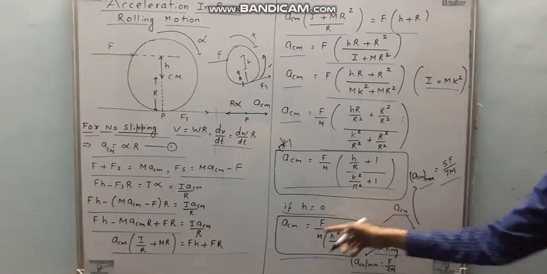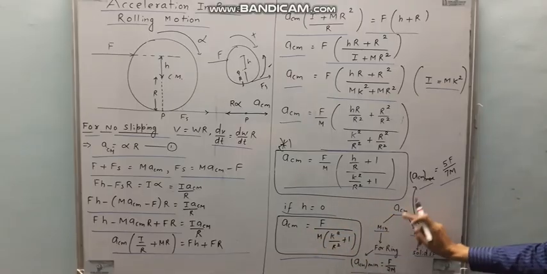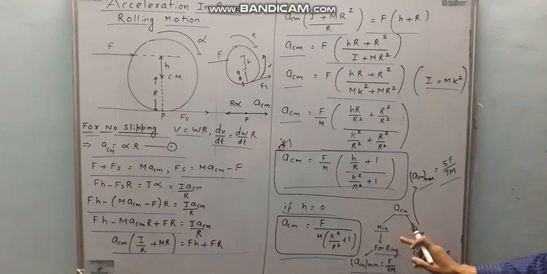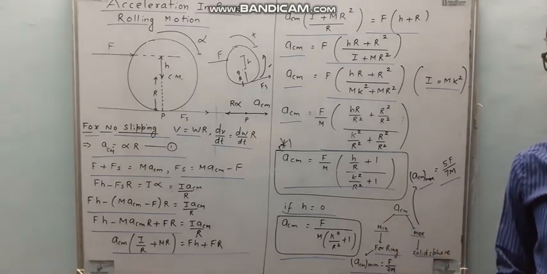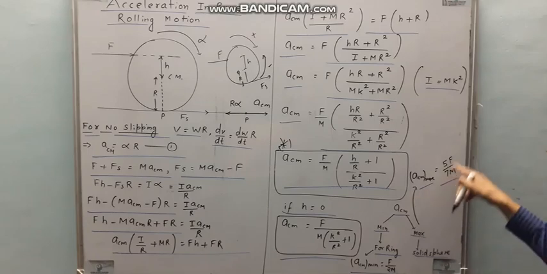If we put h equal to 0, then the value of a_cm will be F upon m into 1 upon (k square by r square plus 1). This will be minimum for the ring, because for the ring k square by r square is maximum, and the value will be F by 2m. Just solve this and see how it will be F by 2m. Use your own mind. And the maximum is for the solid sphere, and the answer will be 5F by 7m.